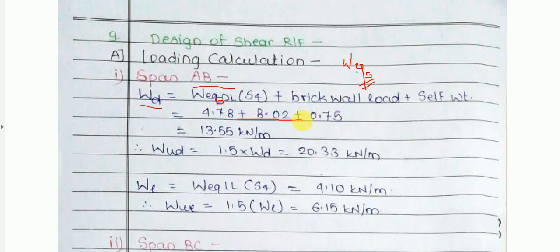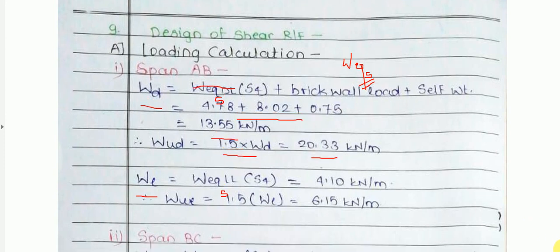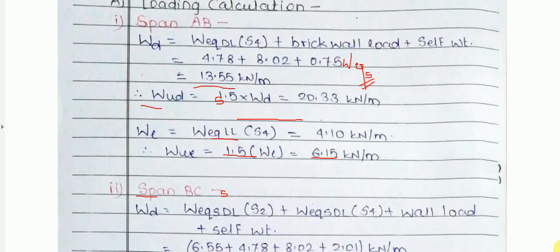So from there itself these values are taken and this final value is obtained, and then it is multiplied with 1.5, that is the partial safety factor, to get its ultimate load as we are dealing with LSM. Similarly, for live load, the same calculation is done, that is WEQS LL from S4. This value is taken and it is multiplied with 1.5 to get the ultimate value. Next to this, we need to go for the next span BC.